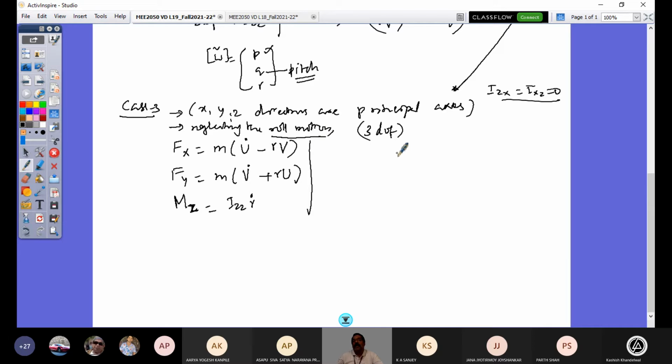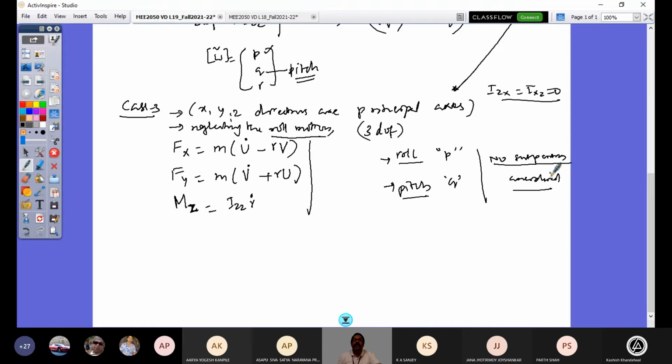You do not have roll, that's given by P. Roll rate is not there. So roll motion is not there. And you do not have pitch, that's Q. So the pitch and roll effects disappear the moment no suspension is considered. So you may wonder and ask the question, without considering suspension, how can I have my dynamics?